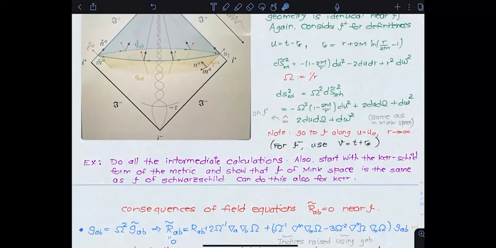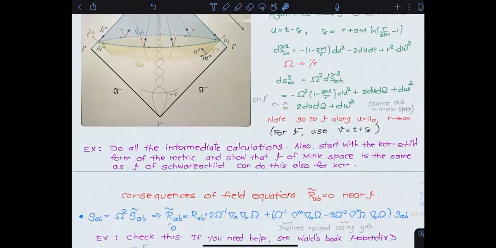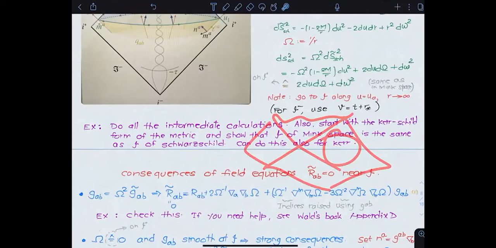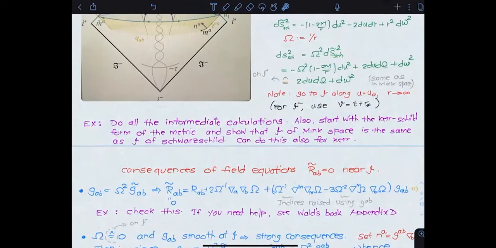And what we're doing up here is really going to scri along a null direction. Actually, I haven't really drawn that picture, sorry about that. So the statement is that I'm looking at this corner, and I'm going to null infinity in the retarded direction, u equal to u naught. And then the statement is that you get this metric. So we've got a nice metric.